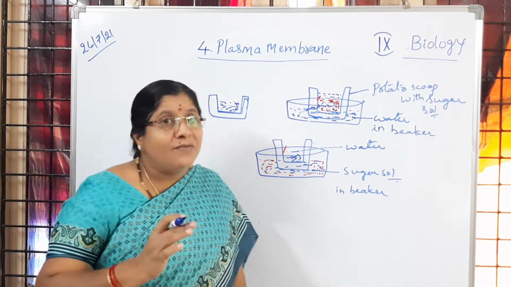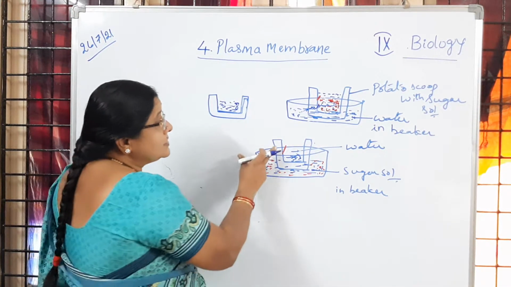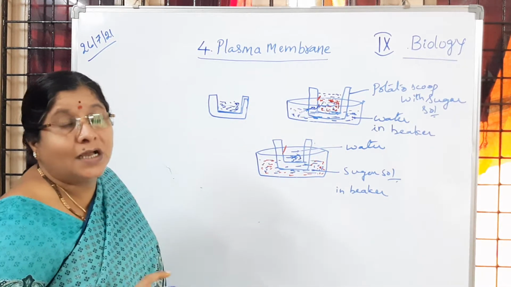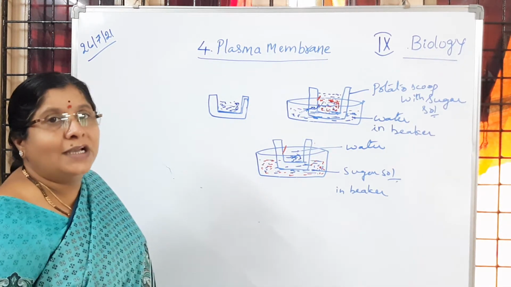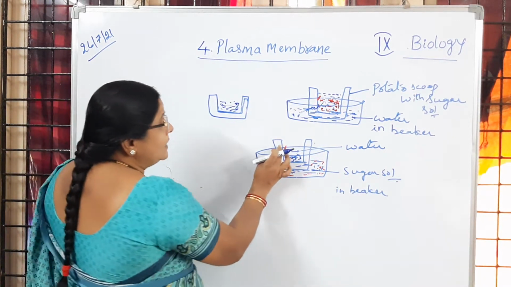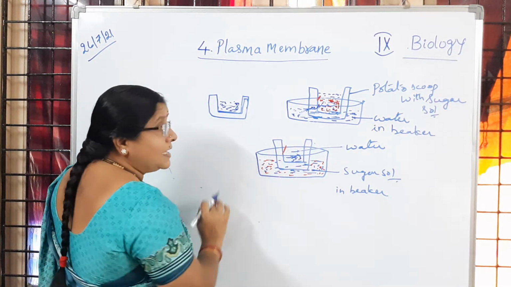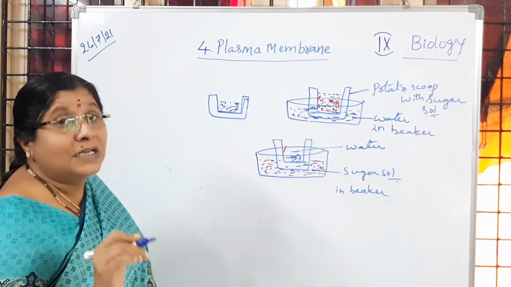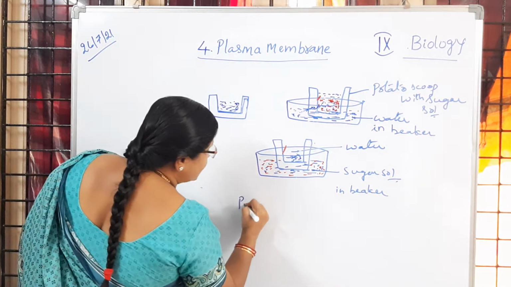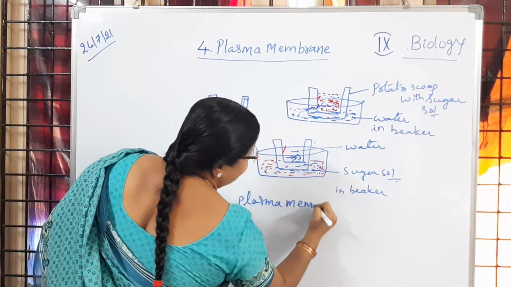So how is that entry or exit of water happening? Through the cells which are present in the potato scoop. Here we are using a potato, boiled or raw. This leaving or entry of water is happening through the cells, which have an outer membrane that we call the plasma membrane.